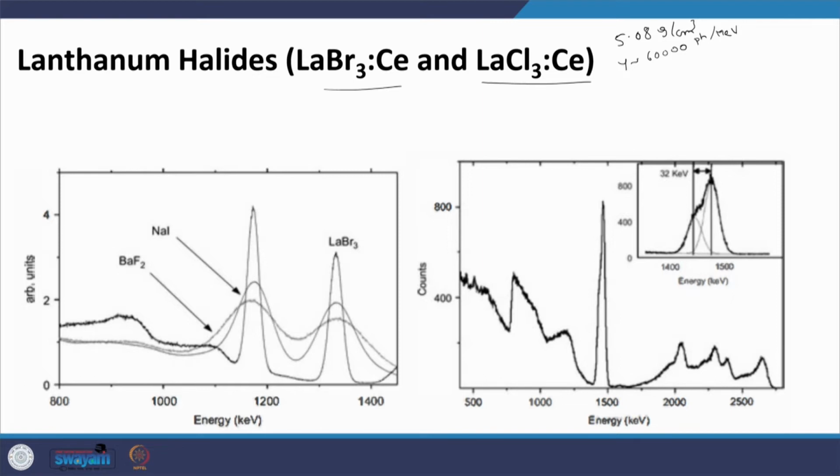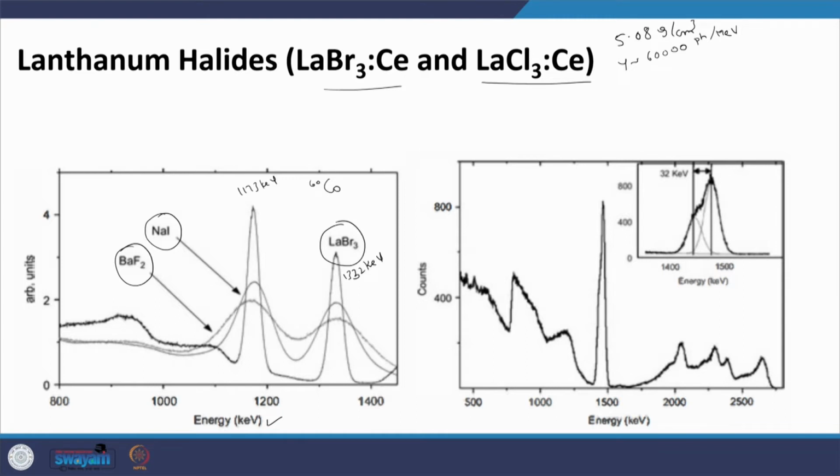And this figure shows the comparison between barium fluoride, sodium iodide, of course doped with thallium, and lanthanum bromide. So, the ability to separate 2 peaks. Here the energy is in keV. So, it is 1173 keV and this is 1332 keV.